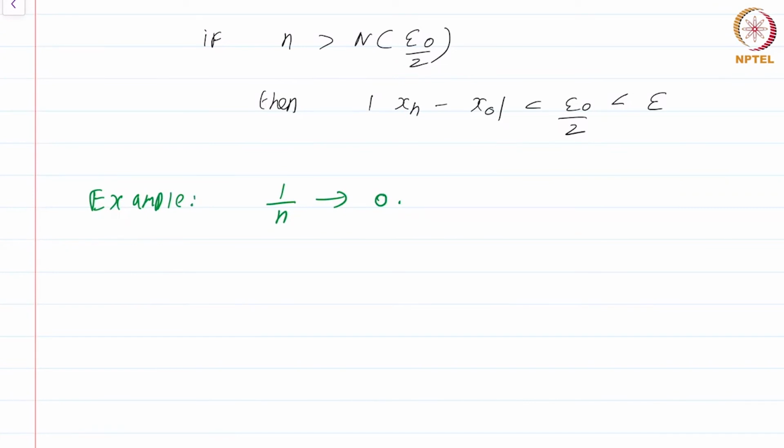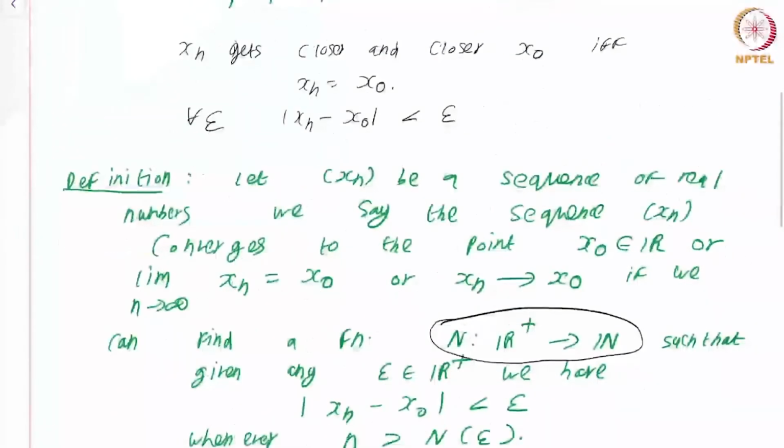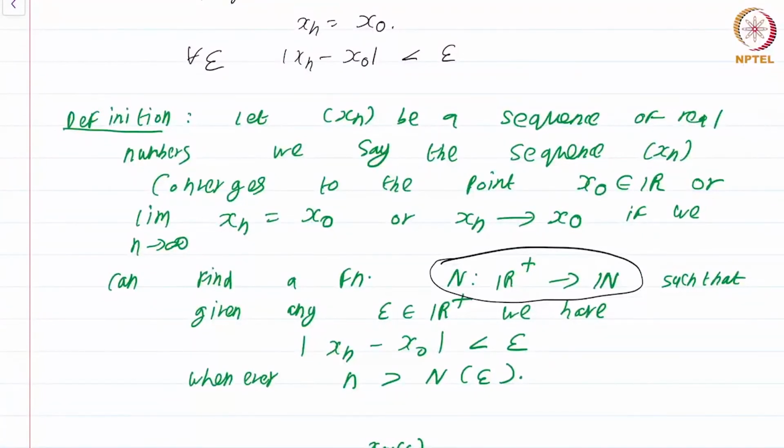What should we do to show that 1 by n converges to 0? Let's display the definition again. You are given this sequence x_n. Now the sequence is 1 by n. We have to find x naught, but x naught is also given to us: 0. We have to show that given any epsilon in R plus, we have mod x_n minus x naught less than epsilon whenever n is greater than N of epsilon. As you would have realized by now, the heart of the matter is finding out what this N function is. So this N from R plus to the natural numbers is the key. How do we find this function?